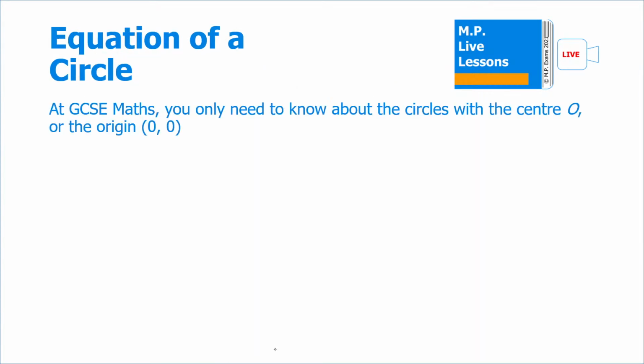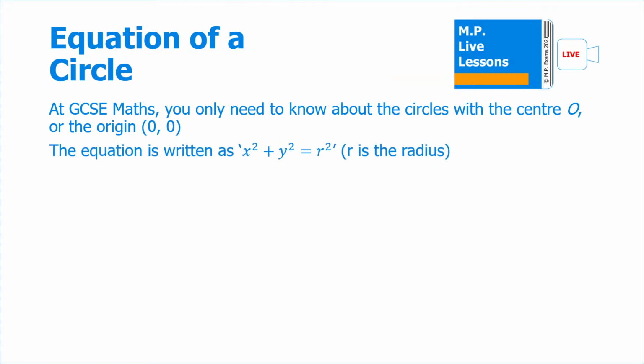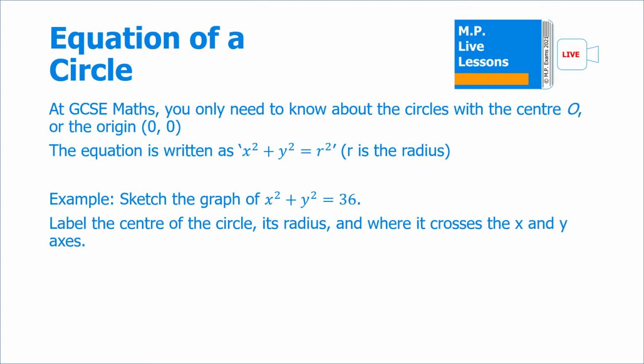Now, some higher tier stuff as well is even harder. So equation of a circle. So at GCSE maths, you only need to know about circles with the center O, or the origin. So that's 0, 0. Now the equation is written like this. x squared plus y squared equals r squared. So r is just the radius. So for example, if I sketch the graph, x squared plus y squared equals 36. I'll label the center of the circle, its radius and where it crosses the x and y axis. So we can find the radius. That's just the root of 36, because r squared is this here. So the radius is 6.